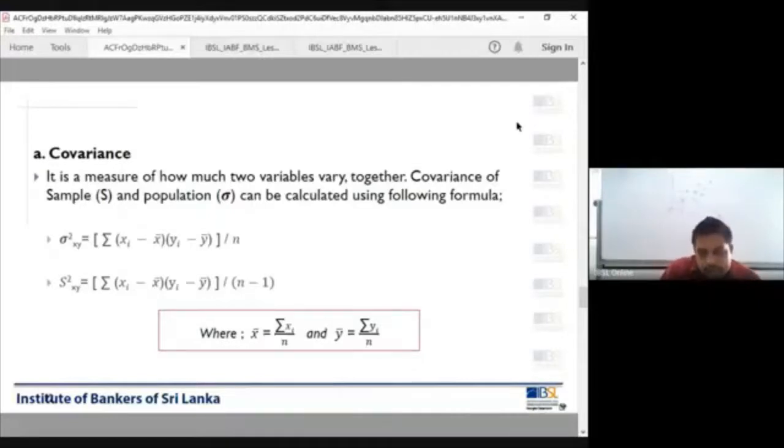Coming to the equation of covariance, let's go through the theory a little bit more. It is a measure of how much two variables vary together. Previously, it was a measure of how a given variable varies from its mean. Now, what we are going to learn is that given two variables, this is a measure of how much two variables vary together. Covariance of sample capital S and population rho can be calculated using the following formula.